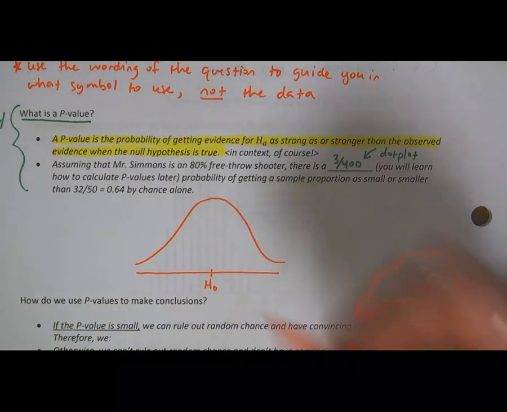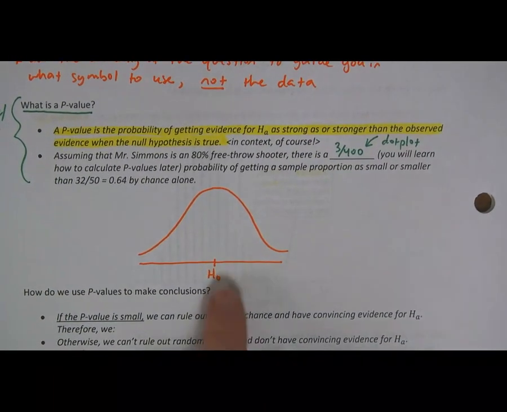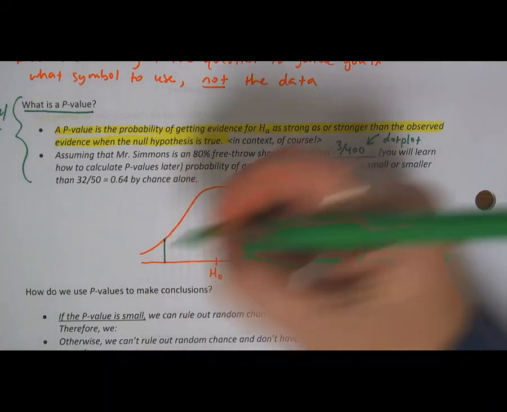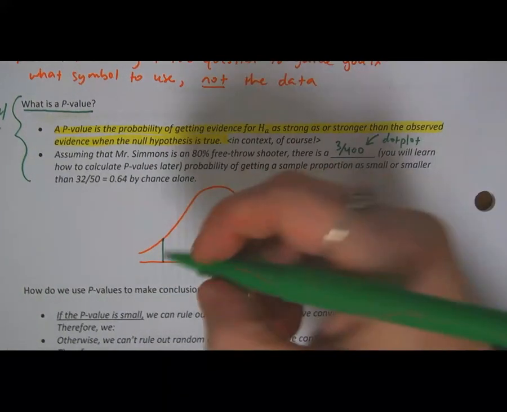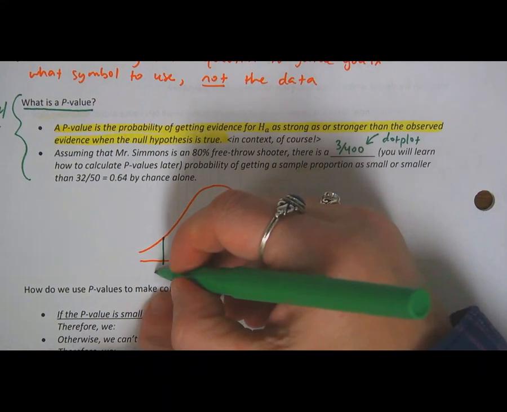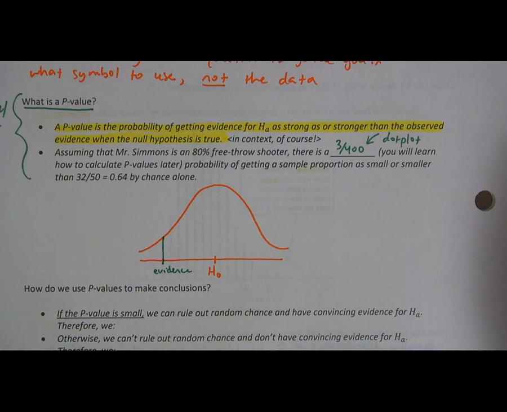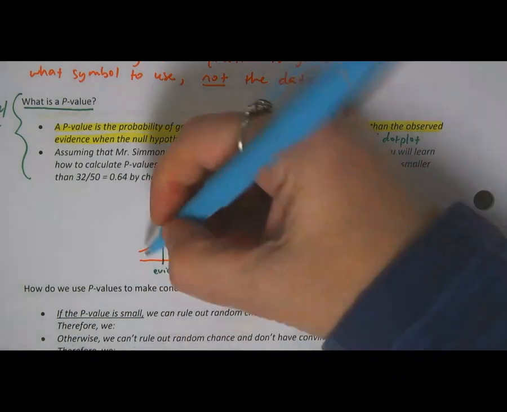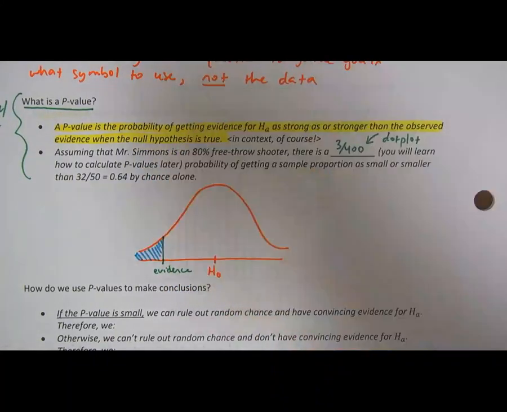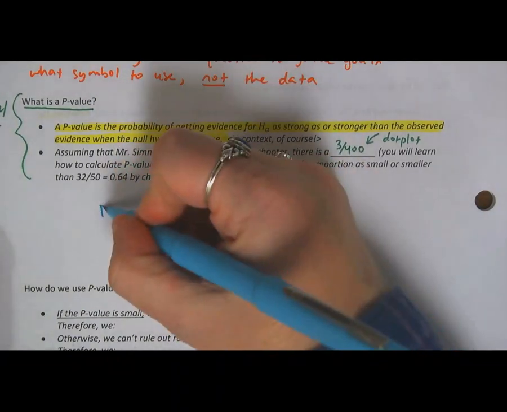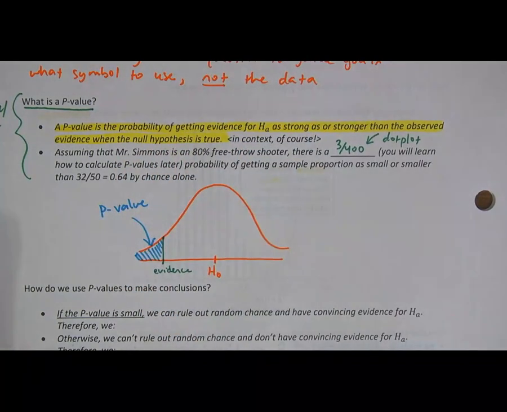Your null hypothesis would be in the middle there. That's the center. Your evidence, in this case our evidence was lower than the null, it was only 64%. Your evidence is going to be your threshold. You just want to write evidence right there. And then the p-value is the probability that you get something as extreme or more extreme, so maybe even less than 64%. That region is exactly what a p-value will tell you.